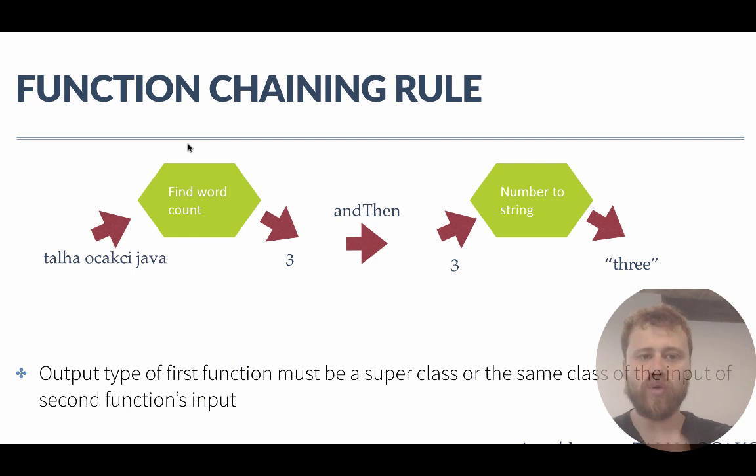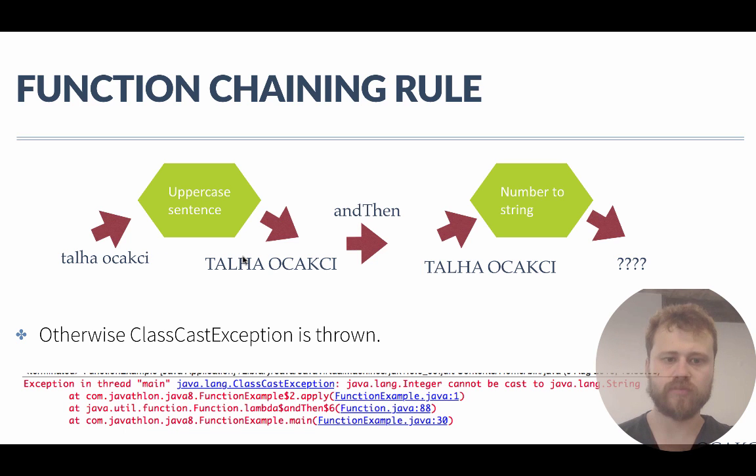Okay, let's talk about the function chaining rule. In the previous video, we took a sentence and found the word count, and then by the number to string function, we converted this integer to a text representation. So the important thing is that the input type of the second function must be the same as the output type of the first function.